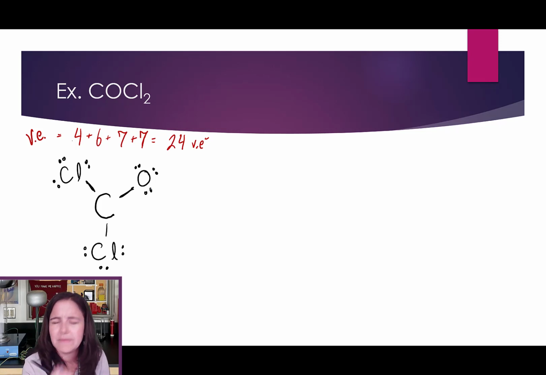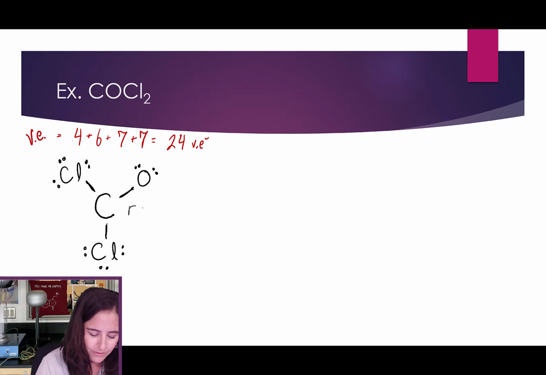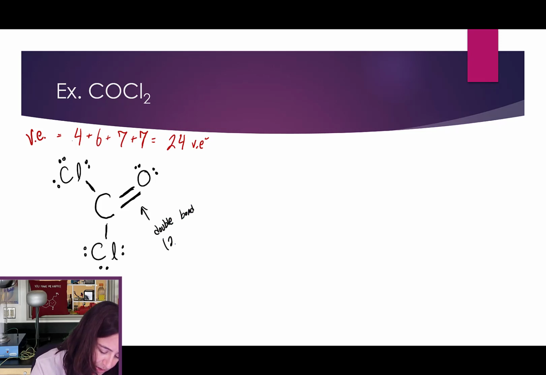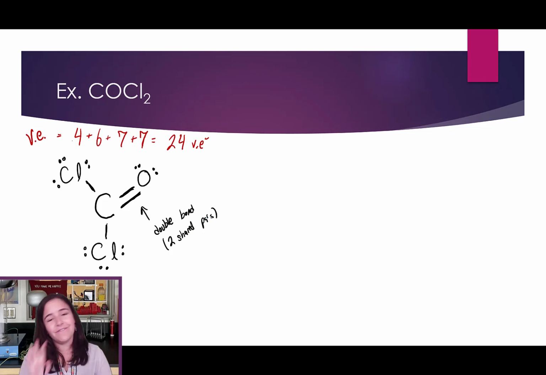But my carbon's still not happy. What do we do then? Okay, the last step. In order to make the carbon happy, we're going to move one of oxygen's lone pairs to create a shared pair. So I'm just going to erase it from there and add a double covalent bond instead. Okay, double covalent bond, which means there's 2 shared pairs for a total of 4 electrons shared between that carbon and oxygen.